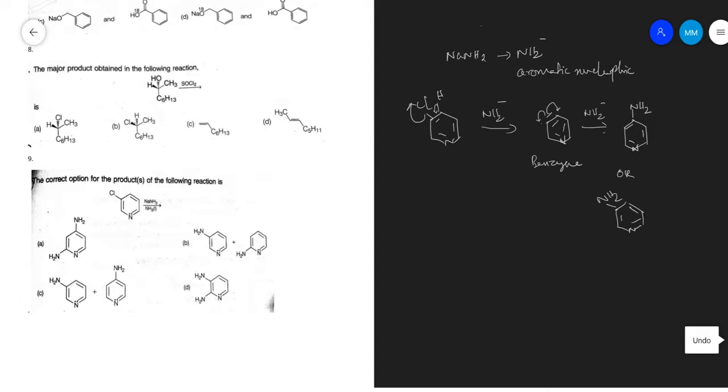Your answer is this, B, that is NH2 and NH2. B or C. So in the case of B, it is not possible. So the product is NH2. C is your answer. Next one, the major product formed in the following reaction.